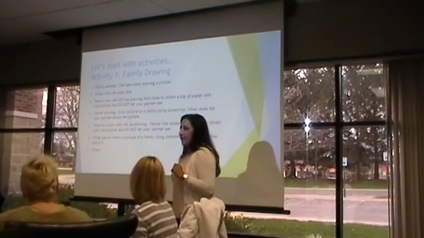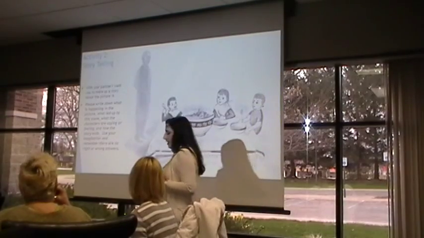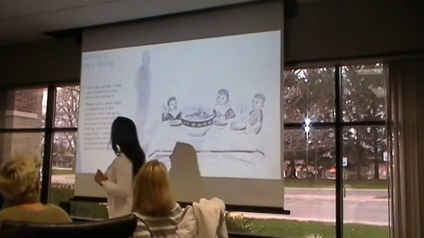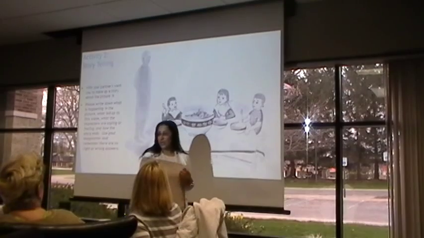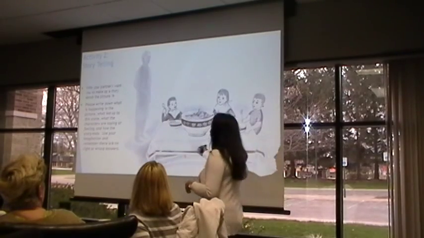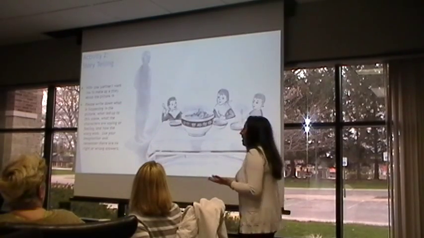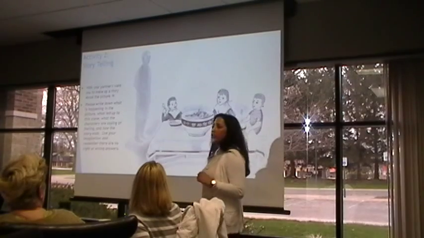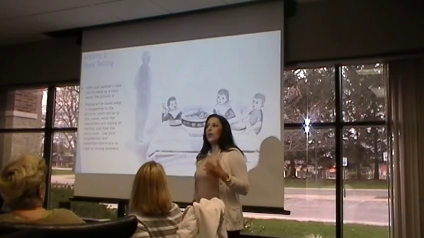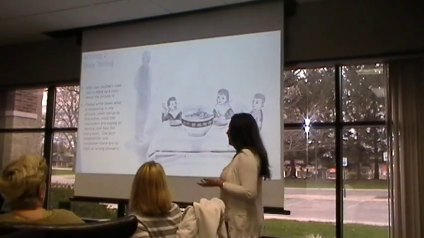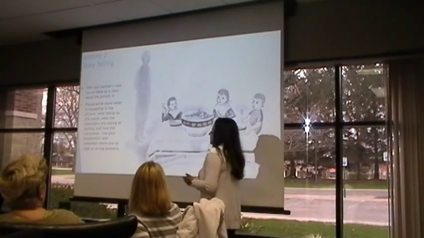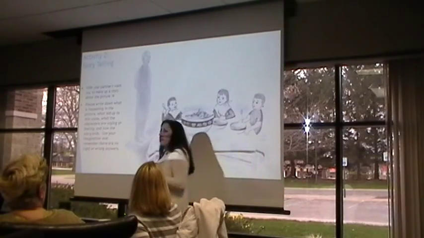Okay, so the next activity, there's a picture up here. I'm gonna want you with your partner to come up with a story about this picture. Write down kind of the gist, tell me what's happening in the picture, what led up to the scene, what each person is feeling and doing, and then give me some kind of resolution. How does it end? Use your imagination, there's no right or wrong answers.